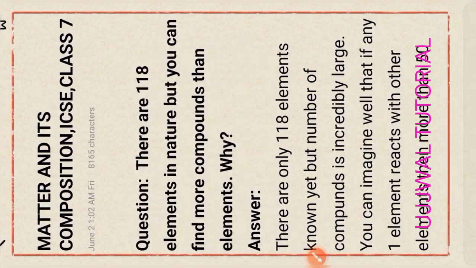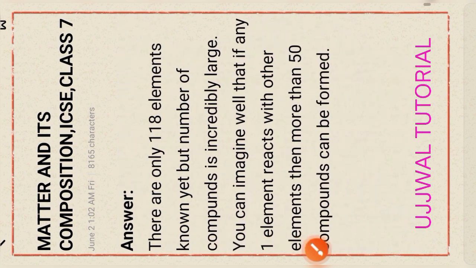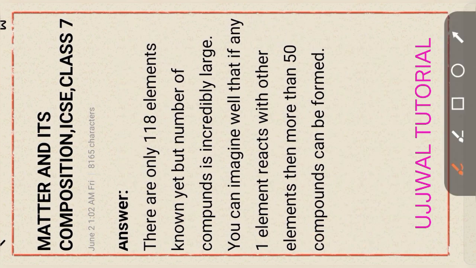Now, there are 118 elements in nature, but you can find more compounds than elements. Why? There are only 118 elements known yet, but the number of compounds is increasing. You can imagine that if any one element reacts with other elements, then more than 50 compounds can be formed.